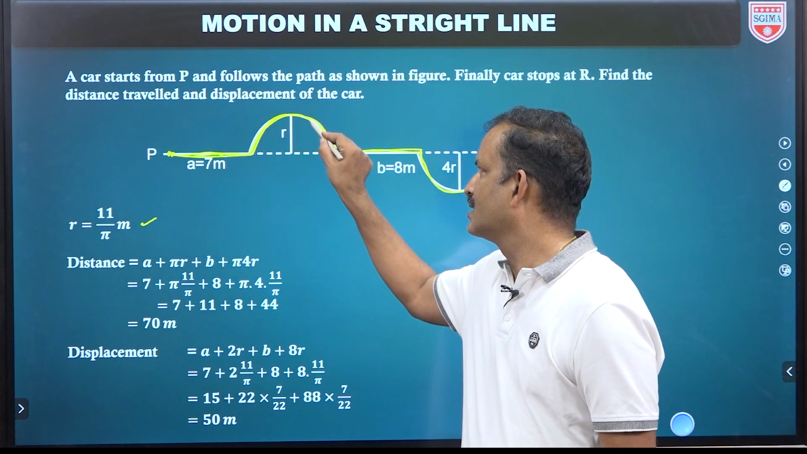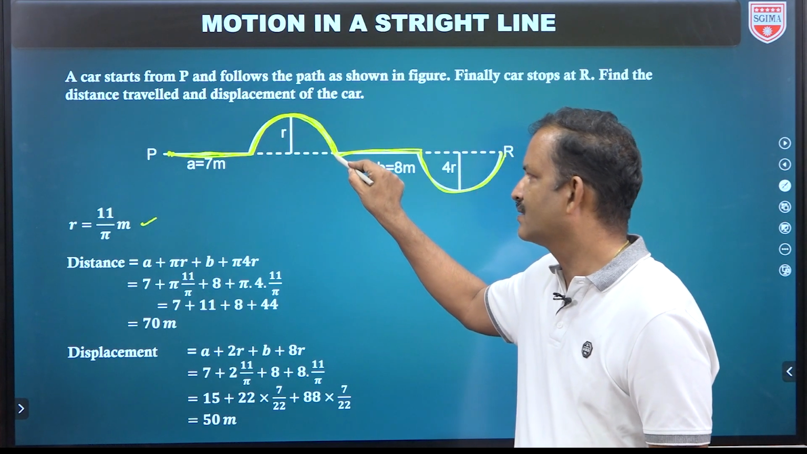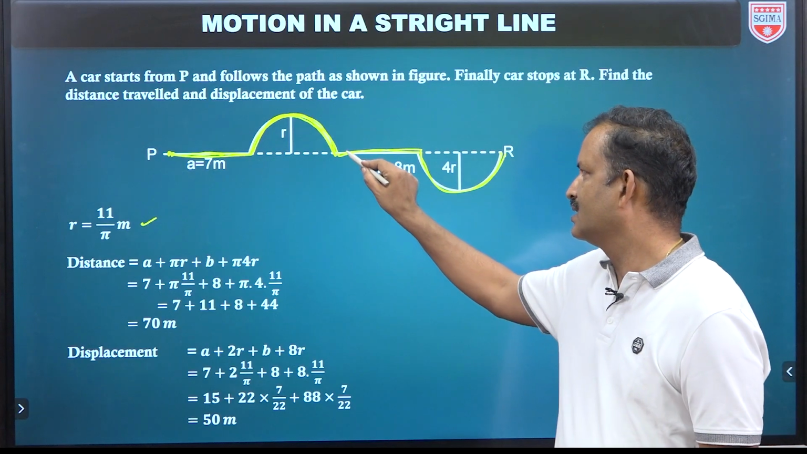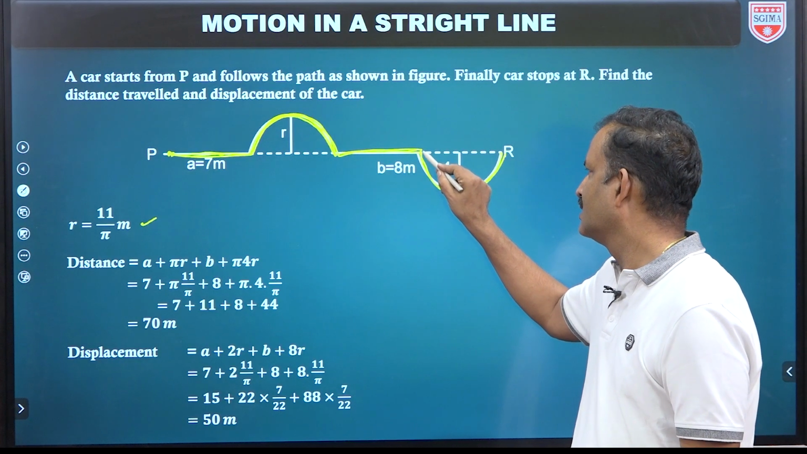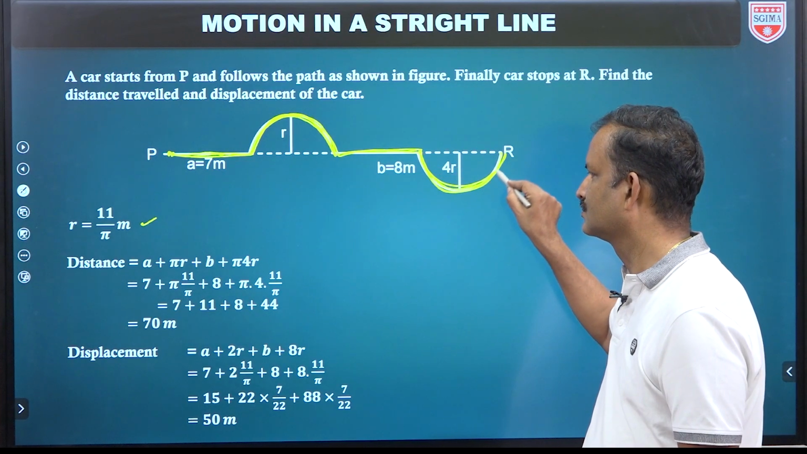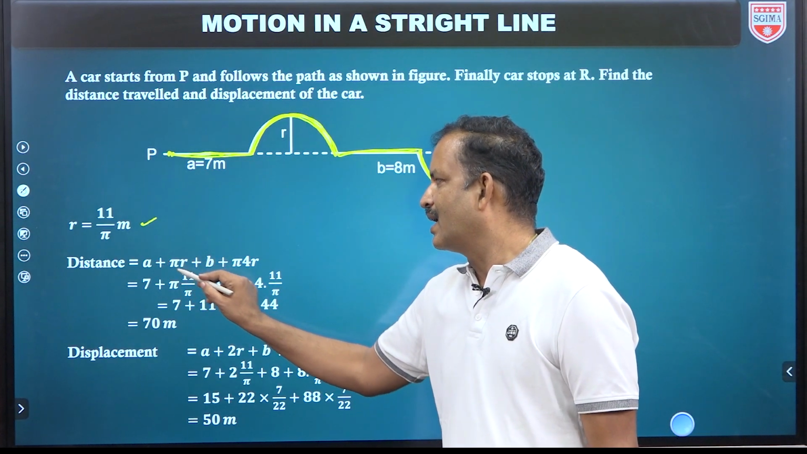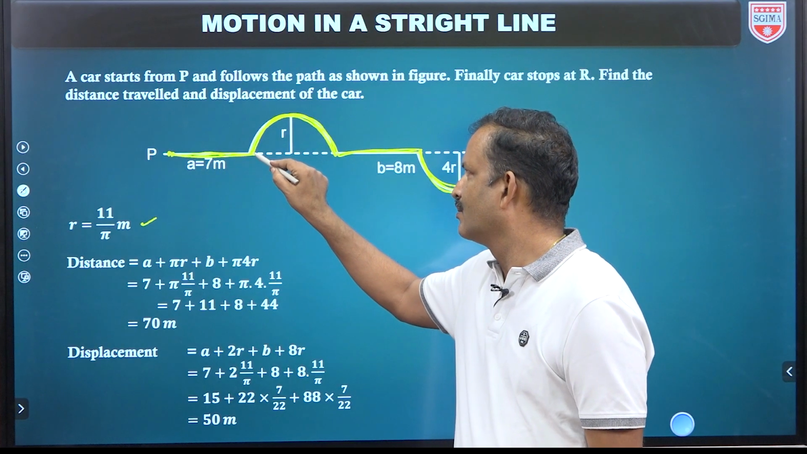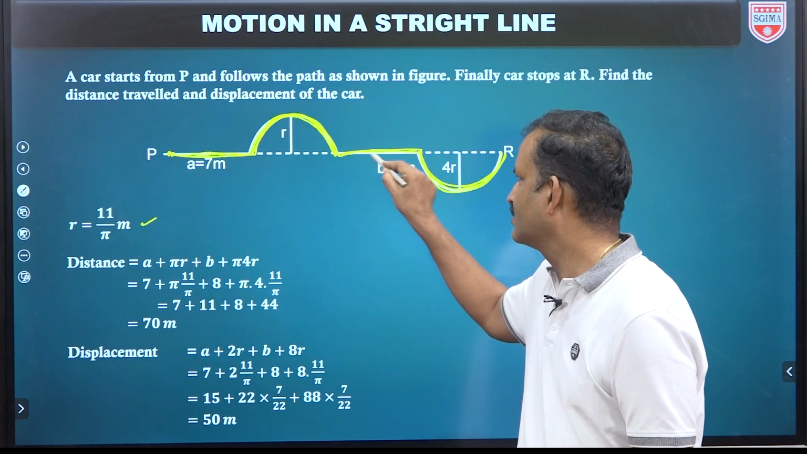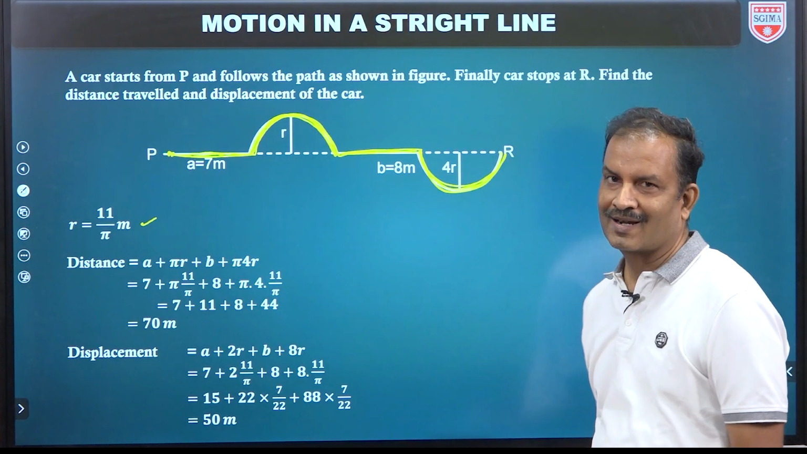This is pi r, half of the circumference of the circle. This is B. This is half of the circumference of this circle. So, A plus pi r plus B plus pi into 4r.